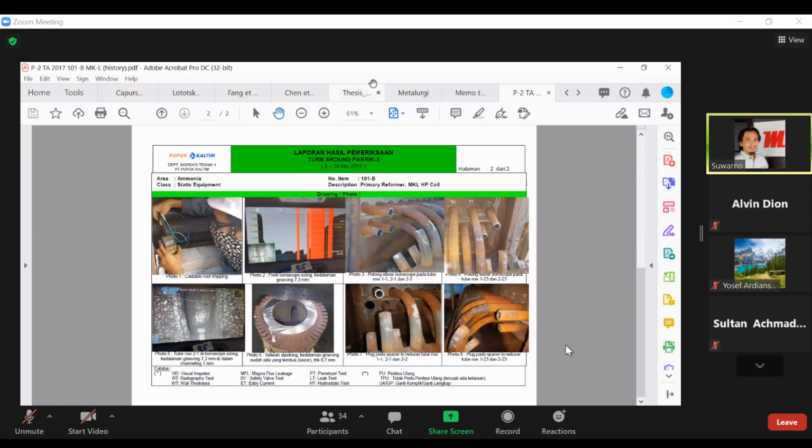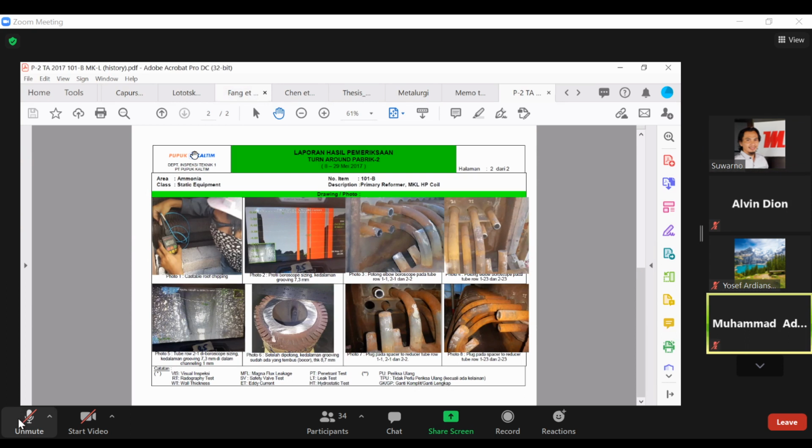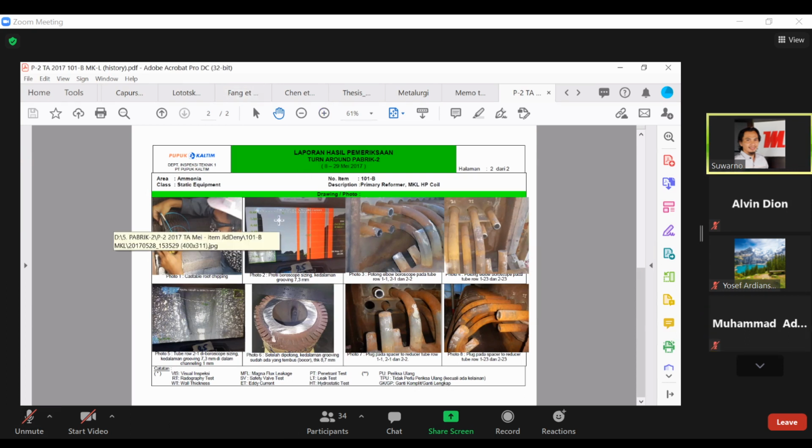Do you see my slide, not slide, the PDF file? This is from PKT, Pupuk Kaltim. Do you see it? Yes, sir.